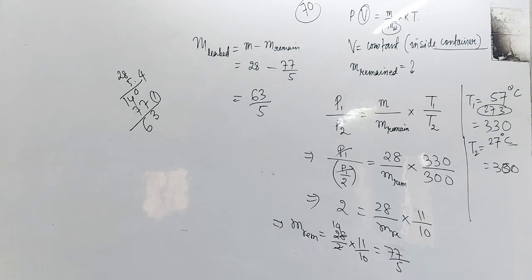It should be 63 by 5. We are going to option number 4. Final question.